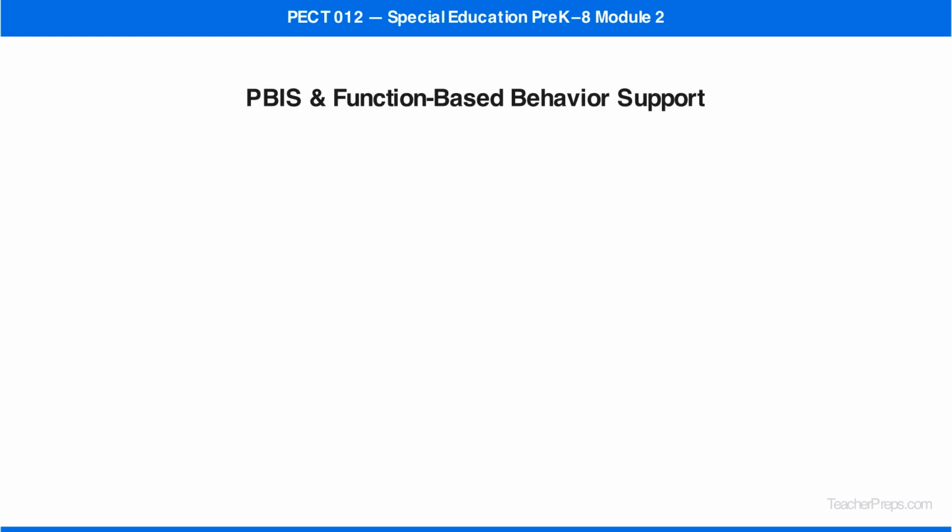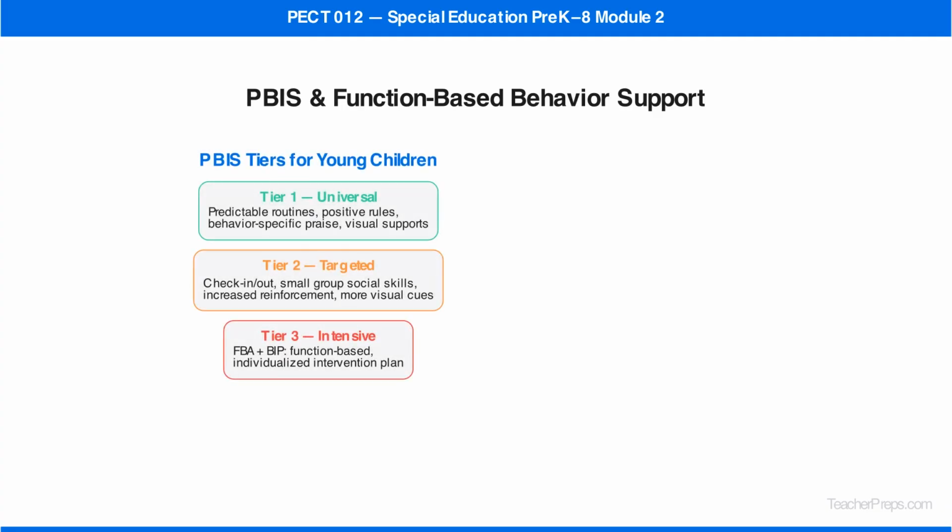PBIS, Positive Behavioral Interventions and Supports, is a multi-tier framework for preventing problem behavior and teaching appropriate behavior. For young children, Tier 1 means high-quality universal classroom practices, predictable routines, clear expectations stated positively, specific praise for appropriate behavior, and a well-organized physical environment. Tier 2 adds targeted supports for children whose behavior does not respond to Tier 1. Check-in, check-out systems, small group social skills instruction, increased visual supports, and more frequent reinforcement. Tier 3 provides intensive individualized behavior support.